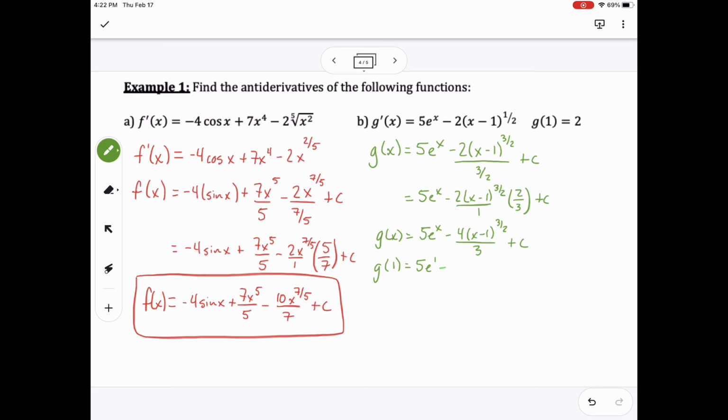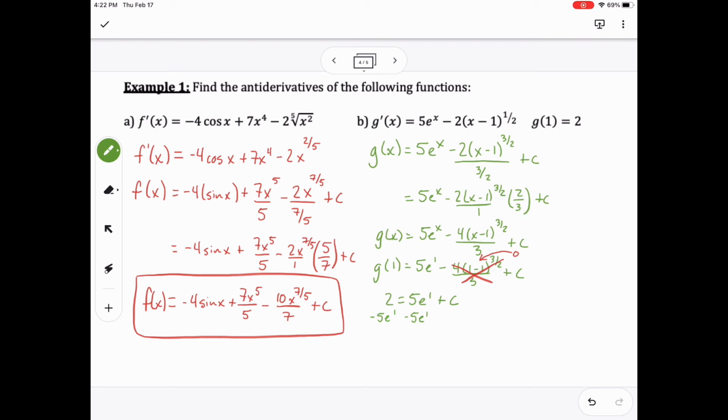And so then now I can plug in what I know. I'm saying that x is 1, so I have to plug that in everywhere I see an x. And this will help me find what my c value is. Now notice 1 minus 1 on the inside there is 0. So that whole term is going to be 0, so I can kind of just get rid of it. And so then I'm left with 2 equals 5 times e to the first plus c.